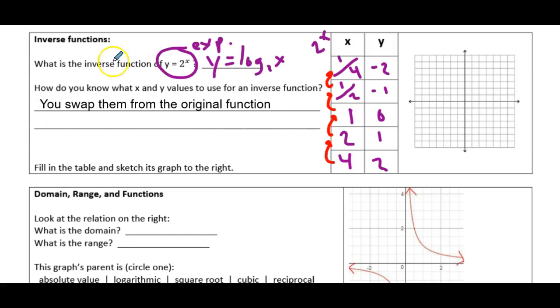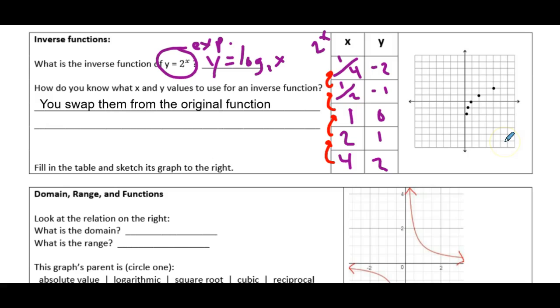Now, because it's the inverse of the exponential, it's the log function, we flip x and y. So I already wrote it that way. So I have my x's here and my y's over here. So let's graph these points. The point 1/4, -2 is going to be down here. The point over a half, down 1. We've got over 1, up 0. We've got 2 over, 1 up, and then 4 over, 2 up.